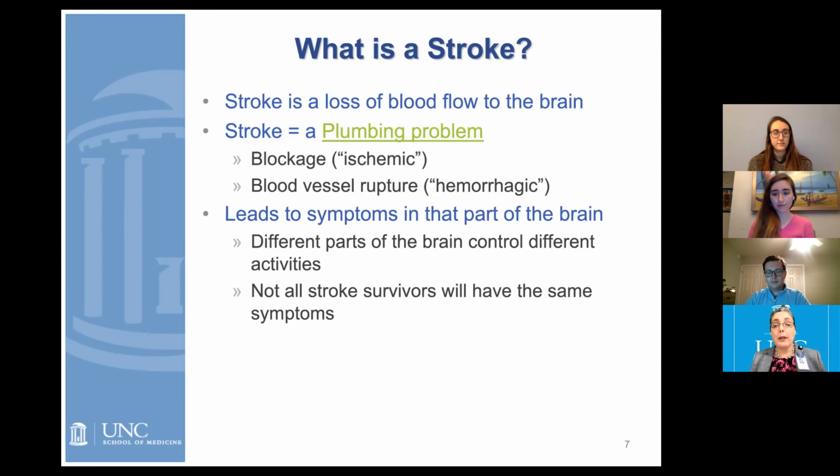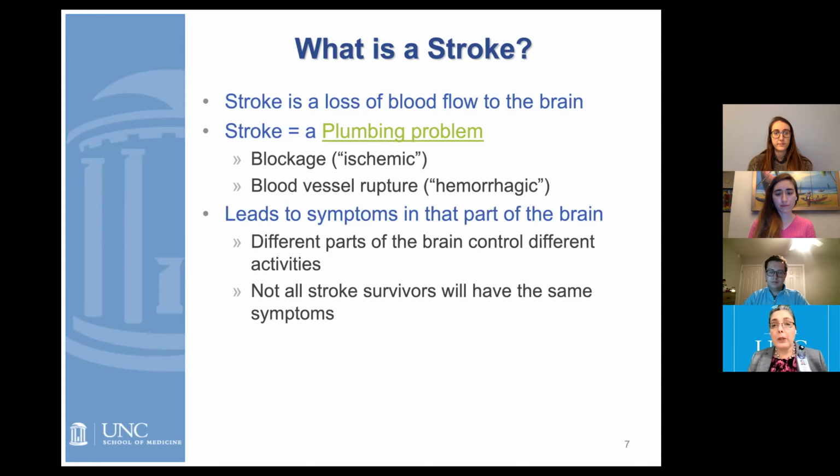When we refer to blockages, we refer to ischemic stroke. And so we'll use this term from here on. And when we refer to blood vessel rupture, we refer to hemorrhagic stroke. So the question earlier about aneurysm: aneurysms are areas of weakness in a blood vessel wall, and those typically would lead to blood vessel rupture and hemorrhagic stroke, a very specific type called subarachnoid hemorrhage.